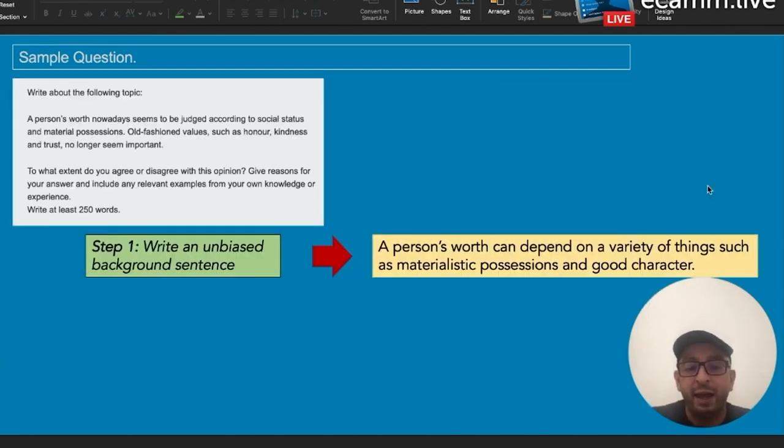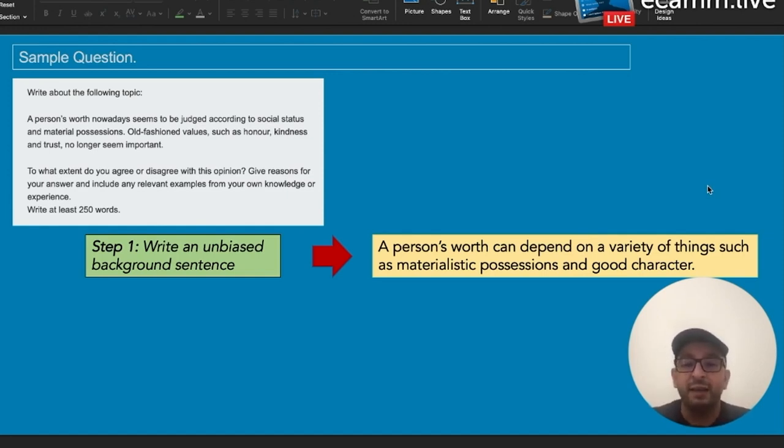So for step 1, I wrote my unbiased background sentence, and that is, a person's worth can depend on a variety of things such as materialistic possessions and good character. The way I came up with this sentence was by looking at the statements in the question, which is a person's worth nowadays, that whole sentence, and I've just rewrote that in my own words using synonyms. So one of the synonyms that I've used is materialistic possessions. In the statement, it says material possessions, and I've just used the word materialistic possessions. So not that much of a difference, but I've still changed it around.